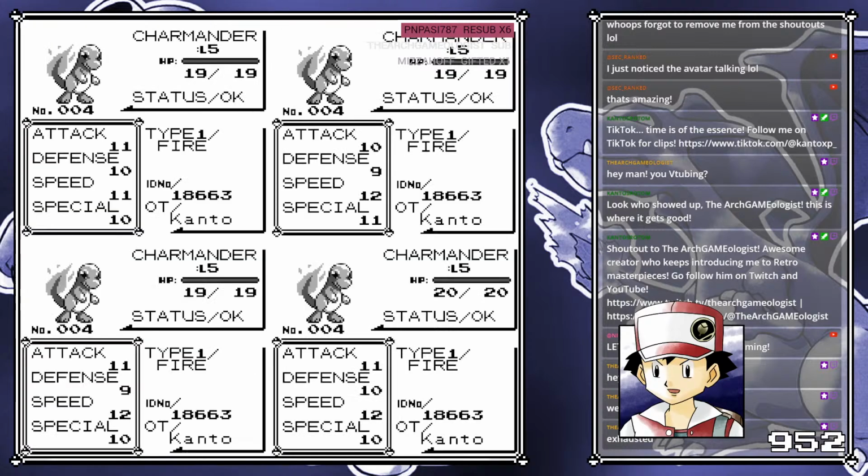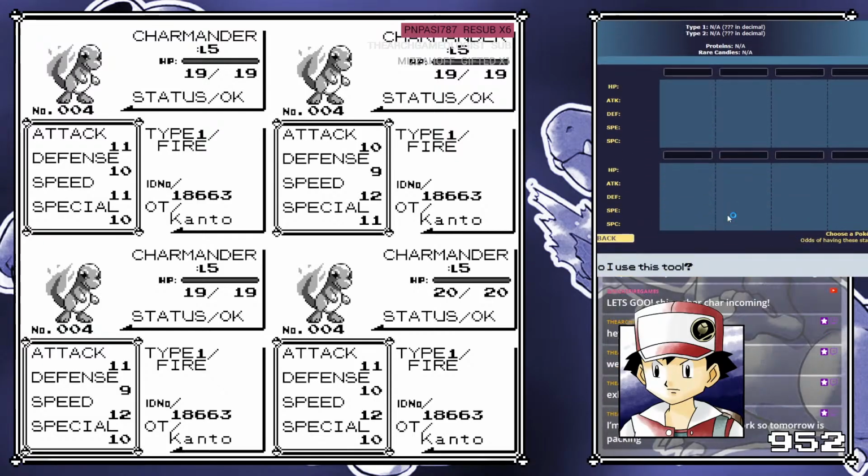Oh my gosh, I always forget to pull up that website. Yeah, doofus. Gen 1 shiny hunting tool. That right there, Cody.